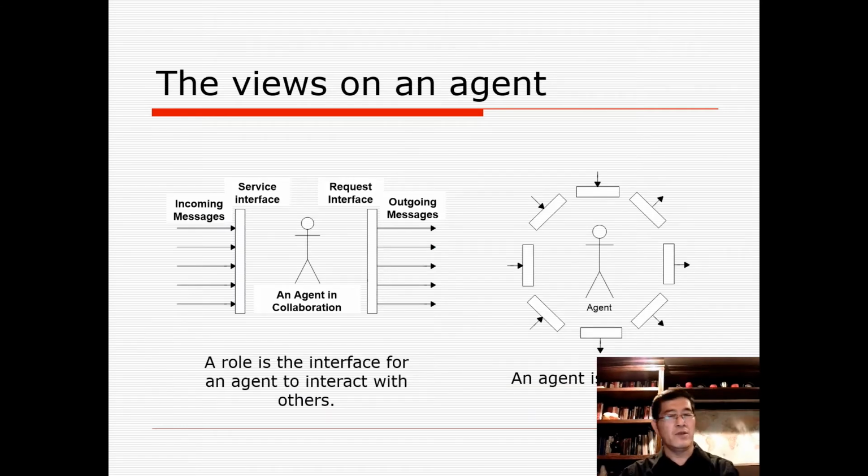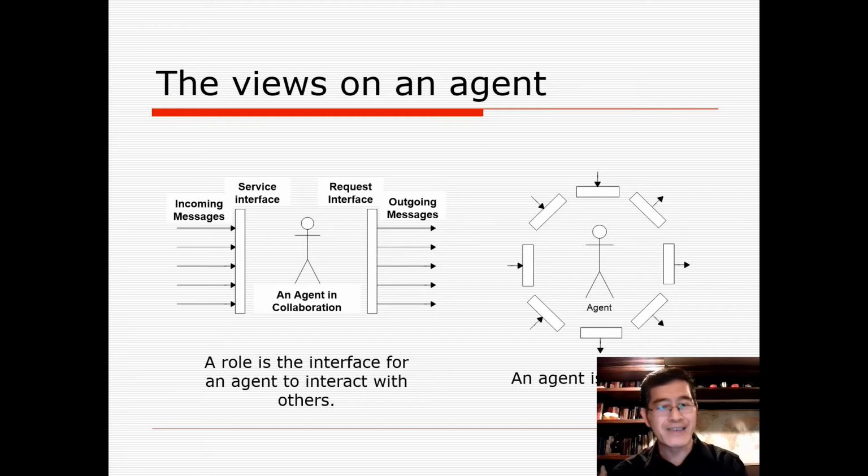So from eCargo, if we view an agent, we view it like this. Any agent at any time point must play a role. The role is composed of incoming messages and outgoing messages. This part is called the service interface. This part is called the request interface. The request interface means rights, and the service interface means responsibilities.